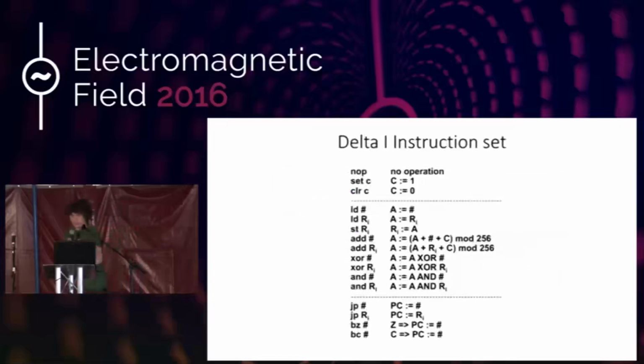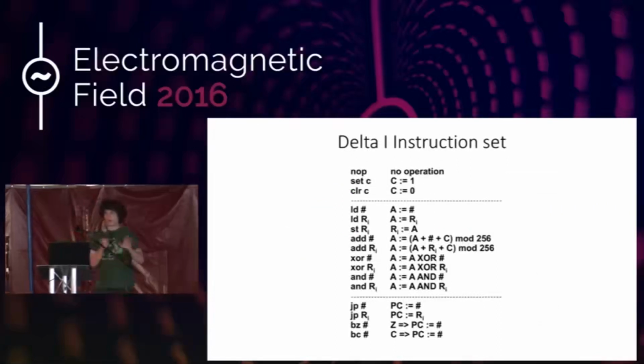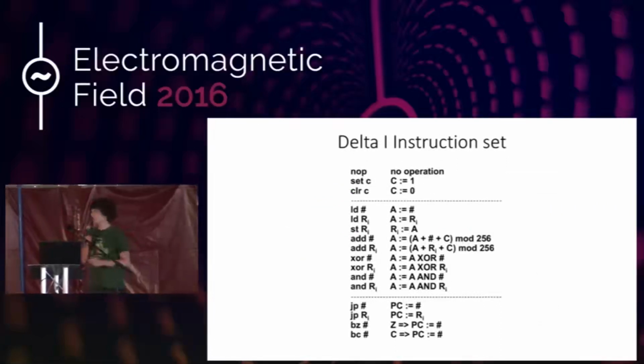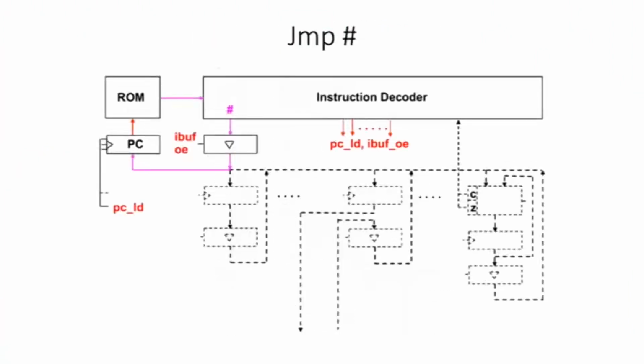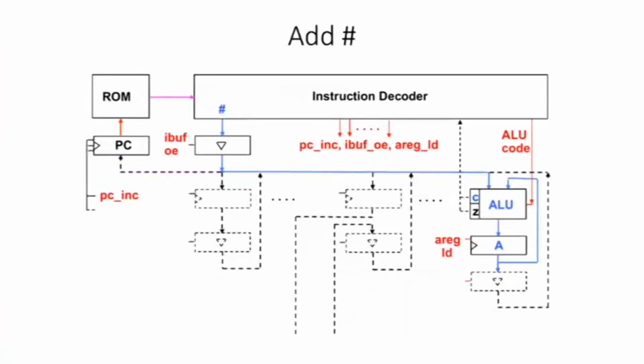And so that's just an overview of how these things work. And this is the full set of instructions that the Delta One uses. So you see, oh yeah, I forgot to mention this. If you look at the ALU, then you see that it has a C and a Z next to it.